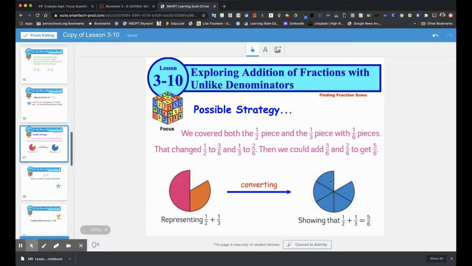And you can take a look here. That's what we did. So on this half side right here, we see 3/6, and then that 1/3 changed to 2/6, and then we get 1, 2, 3, 4, 5/6.